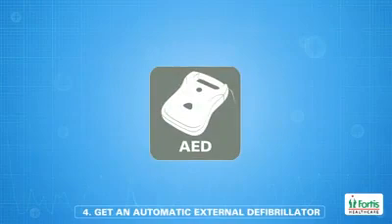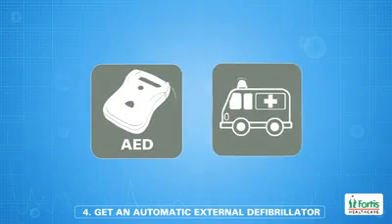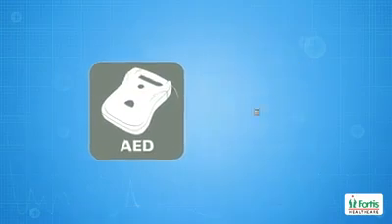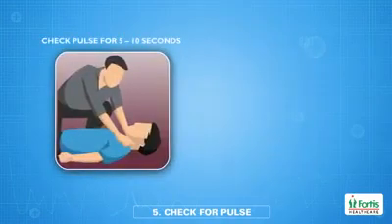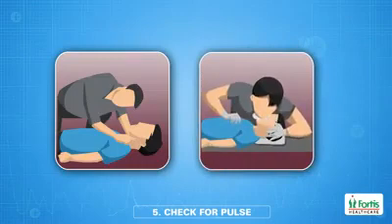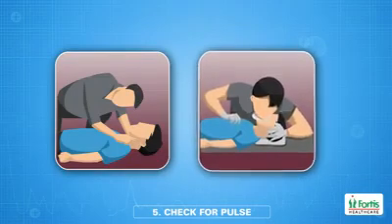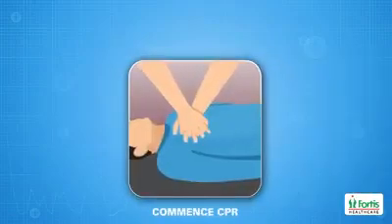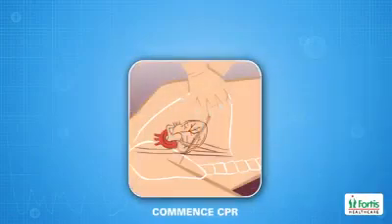4. Get an AED, automatic external defibrillator, as soon as possible if available, or ask the ambulance to get one. 5. Meanwhile, check the carotid pulse for not more than 10 seconds. If you find the pulse, support the casualty with rescue breaths. If you cannot find the pulse within 10 seconds, commence CPR immediately.